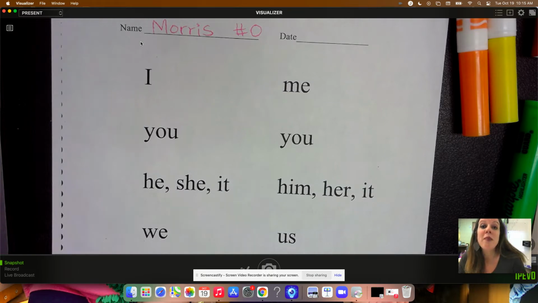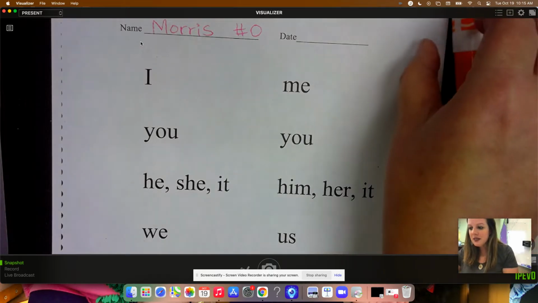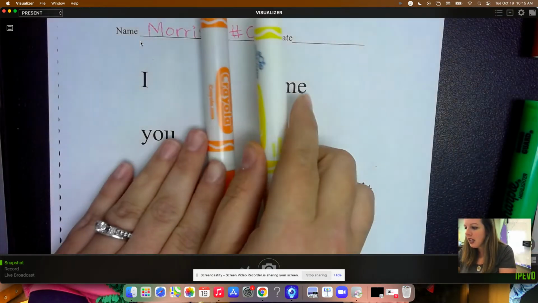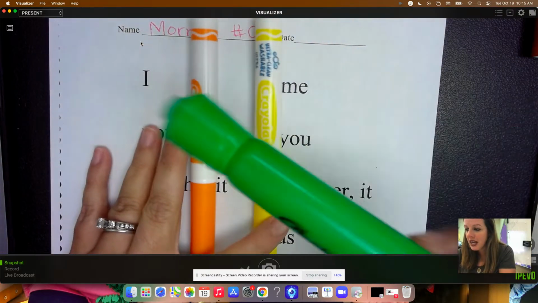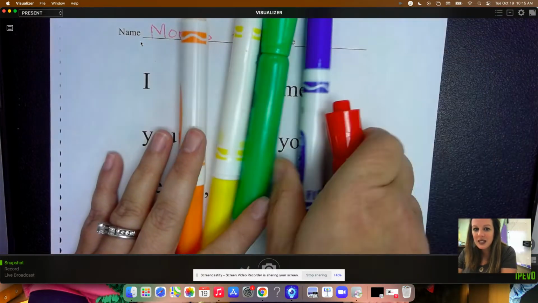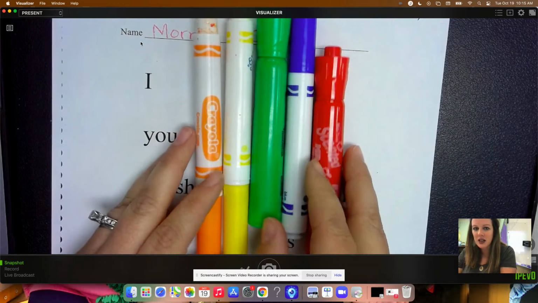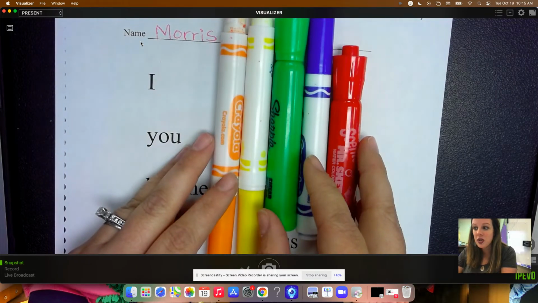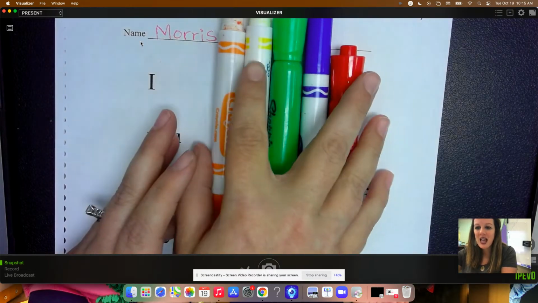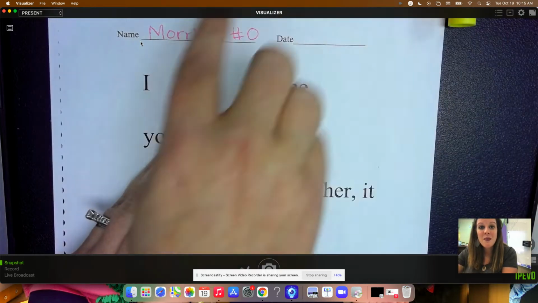We are going to be learning about pronouns today. And so for today's lesson, you are going to need your colors: orange, yellow, and for the back, green, blue, and red. So I'll give you a second to get all of those sorted. Of course, you need your pencil. And we're going to start with our name and a number.